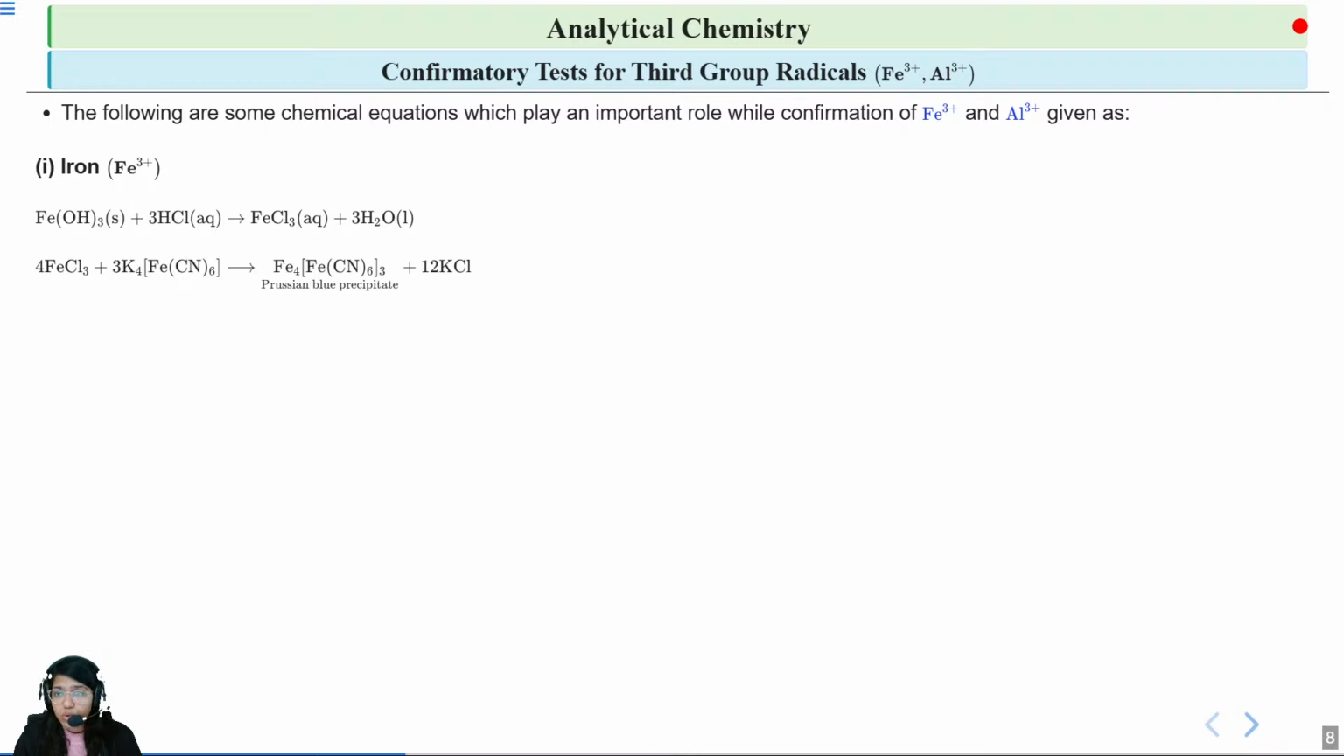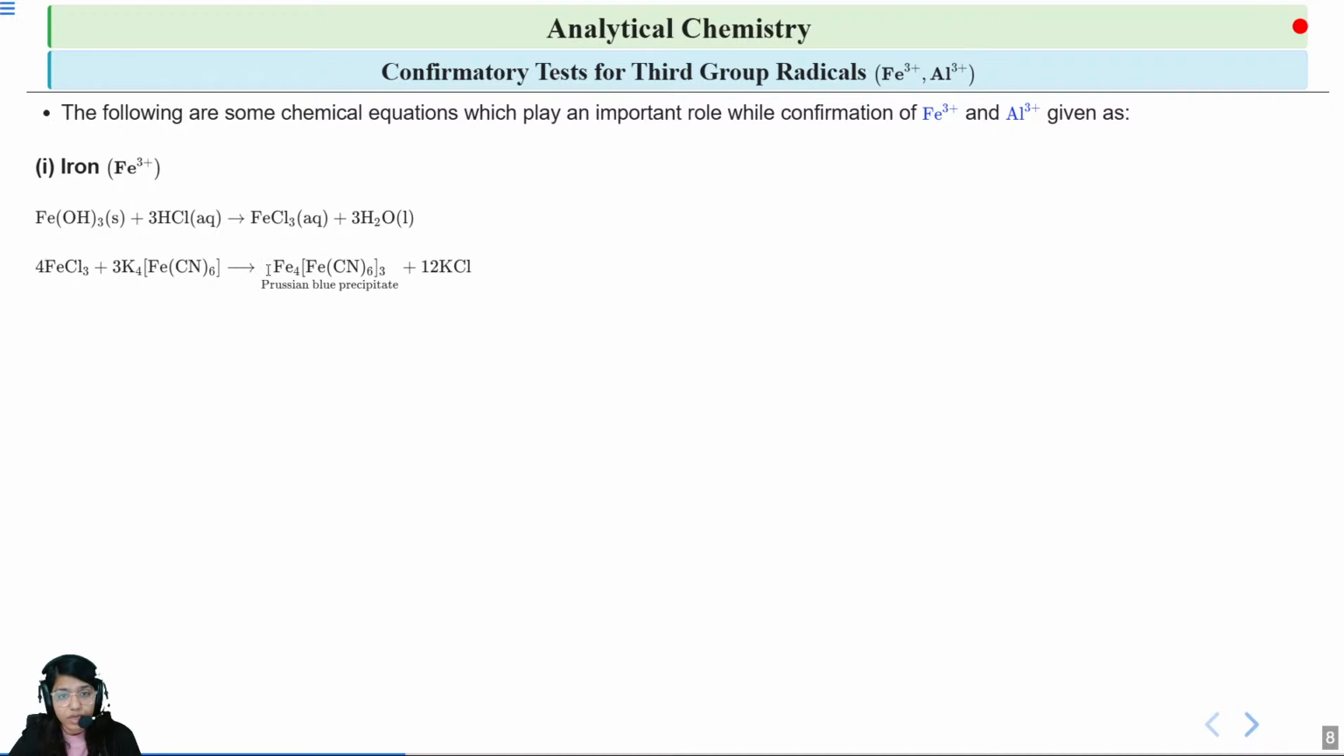And when iron 3 chloride reacts with potassium ferrocyanide, a deep blue precipitate called Prussian blue is formed. This reaction is a classic example of a precipitation reaction where Fe3+ ions from ferric chloride FeCl3 react with [Fe(CN)6]4- ions from K4[Fe(CN)6], that is potassium ferrocyanide, to form an insoluble compound Fe4[Fe(CN)6]3. This is the Prussian blue precipitate.